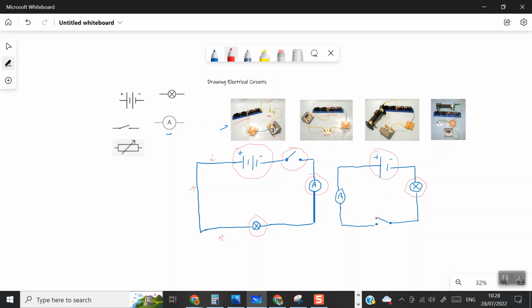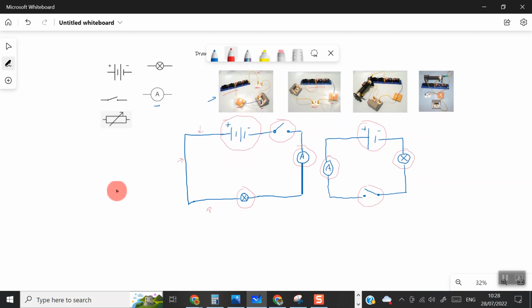This here is the switch. So this is the switch here. And then this here is the ammeter, which is represented by this symbol here. Okay, so that's those guys. Okay, so let's have a look at the next one. So the next one is this one here.